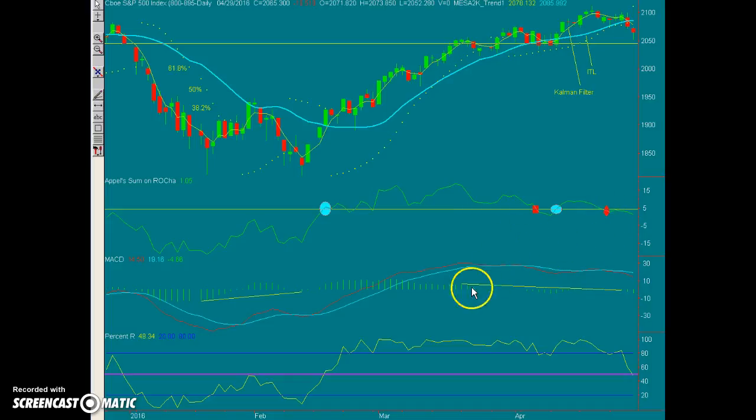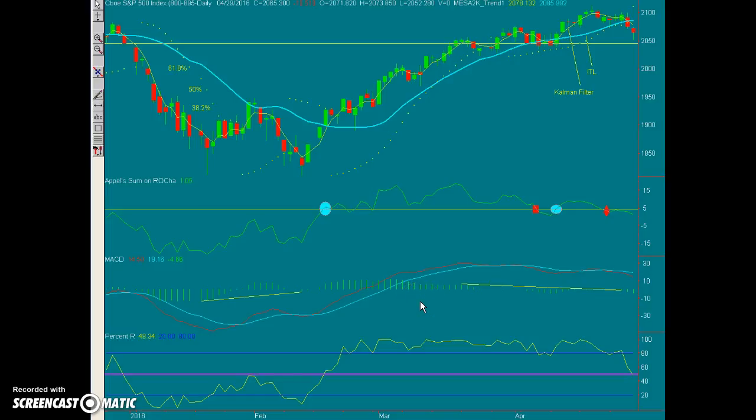Now, last week I pointed out that there was this bearish divergence of MACD, and that was of concern. And we saw what happened last week. We got a pullback. Percent R, which we saw on the other chart, is showing that weakness. It's crossed below the 50% line. So there is weakness here on the daily chart, and the big question is, do we find support at 2046?